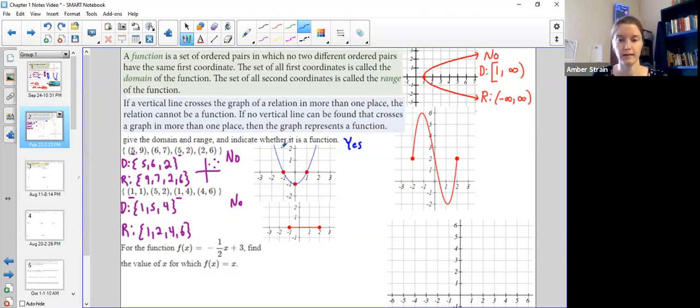So this blue line is a function. It passes the vertical line test. It wouldn't pass the horizontal line test, but that's something different. We'll talk about that in another lesson. So it is a function.